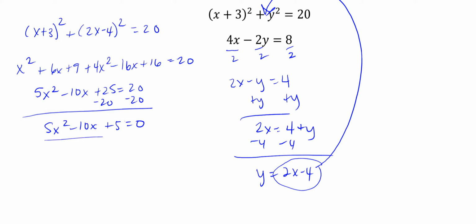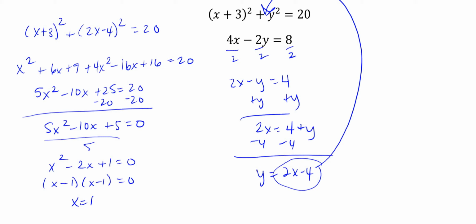Divide everything by 5 because there's a GCF. So I get x squared minus 2x plus 1 equals 0. So if we go through and factor that, I get x minus 1 times x minus 1, giving us one solution, x equals 1. Meaning if I was to graph these on Desmos, I'd wind up seeing one solution.